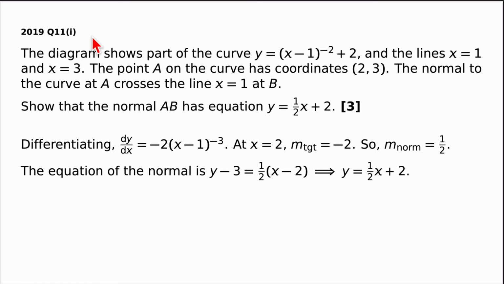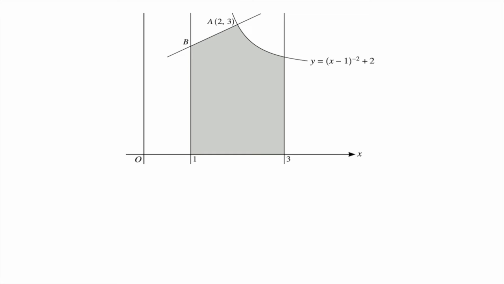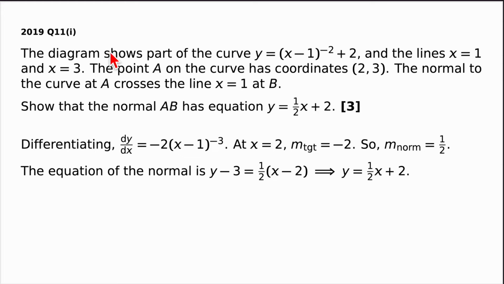Here's a question from 2019. It says the diagram, and I'll show it again, shows part of the curve y equals (x minus 1) to the power of minus 2 plus 2, and the lines x equals 1 and x equals 3. It says the point A on the curve has coordinates 2, 3. The normal to the curve at A crosses the line x equals 1 at B.